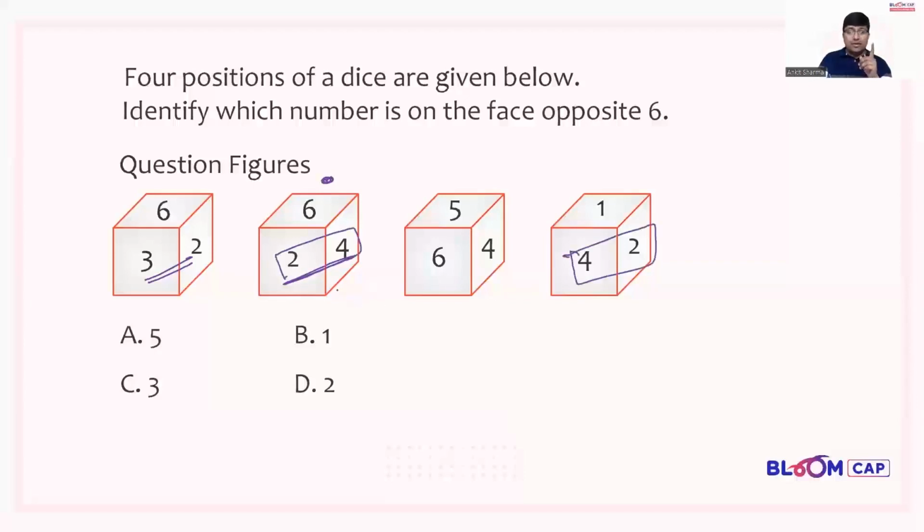So use that property in which 2 positions were common. So here also 2, 4, 2, 4 common. So the uncommon one, opposite of 6, will be 1. Okay. So that is the right answer. Answer is option number B. Opposite of 6 will be 1.